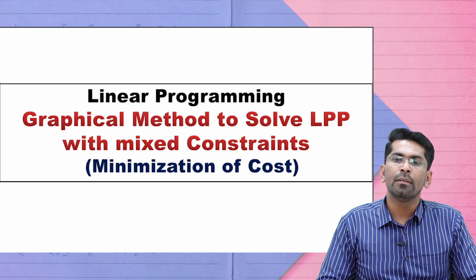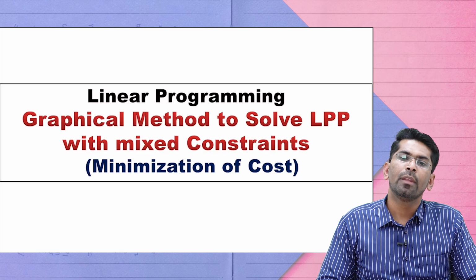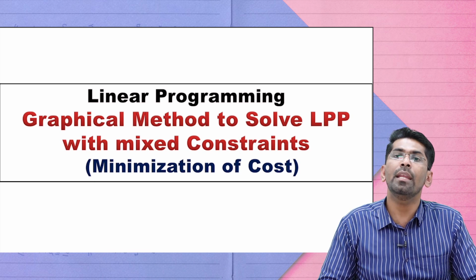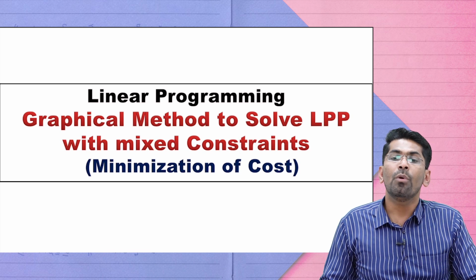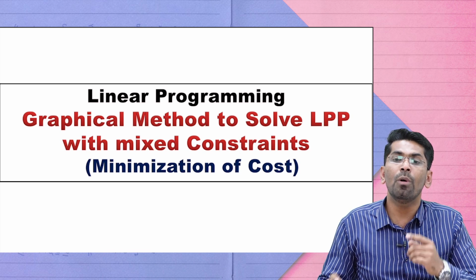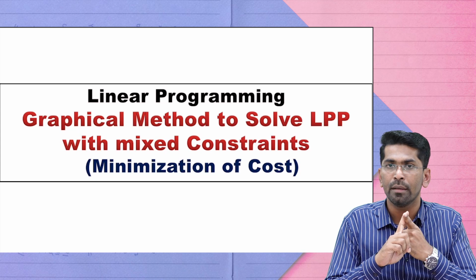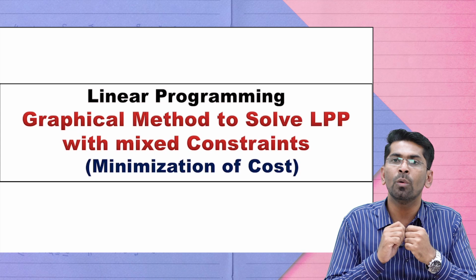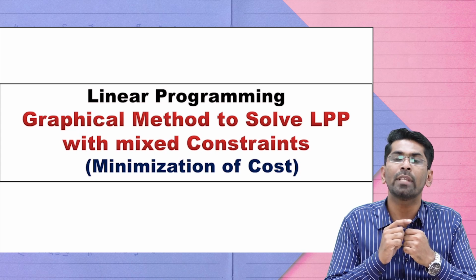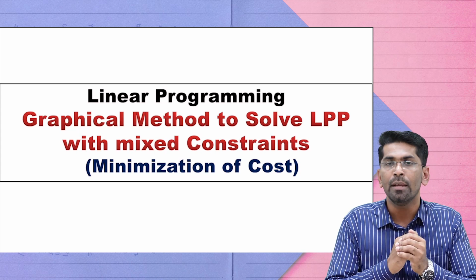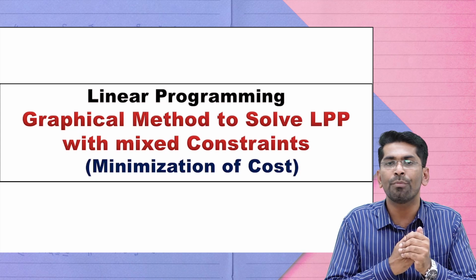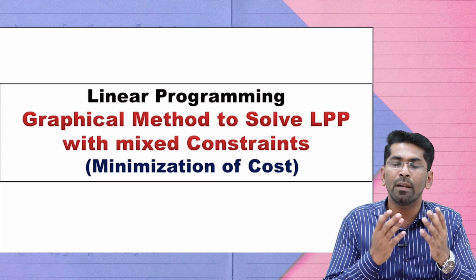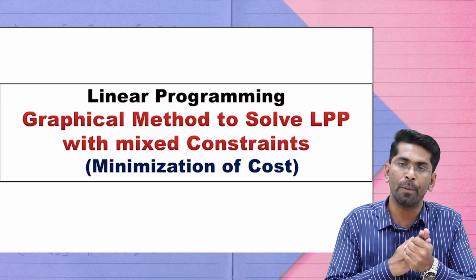Good morning everyone. In the last lecture, we discussed the graphical method for solving linear programming problems in which the constraints involved both types of inequality. That means we have greater than or equal to and less than or equal to signs among the constraints. So we considered a maximization problem in the last lecture with both types of constraints, which is generally known as a mixed constraint example.